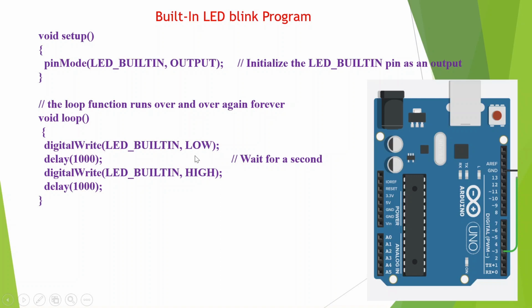First we have to give an active low to the LED_BUILTIN, which is done by using the digitalWrite function. After a 1 second delay we have to give an active high to the LED_BUILTIN. Because of all these statements, your LED will toggle.